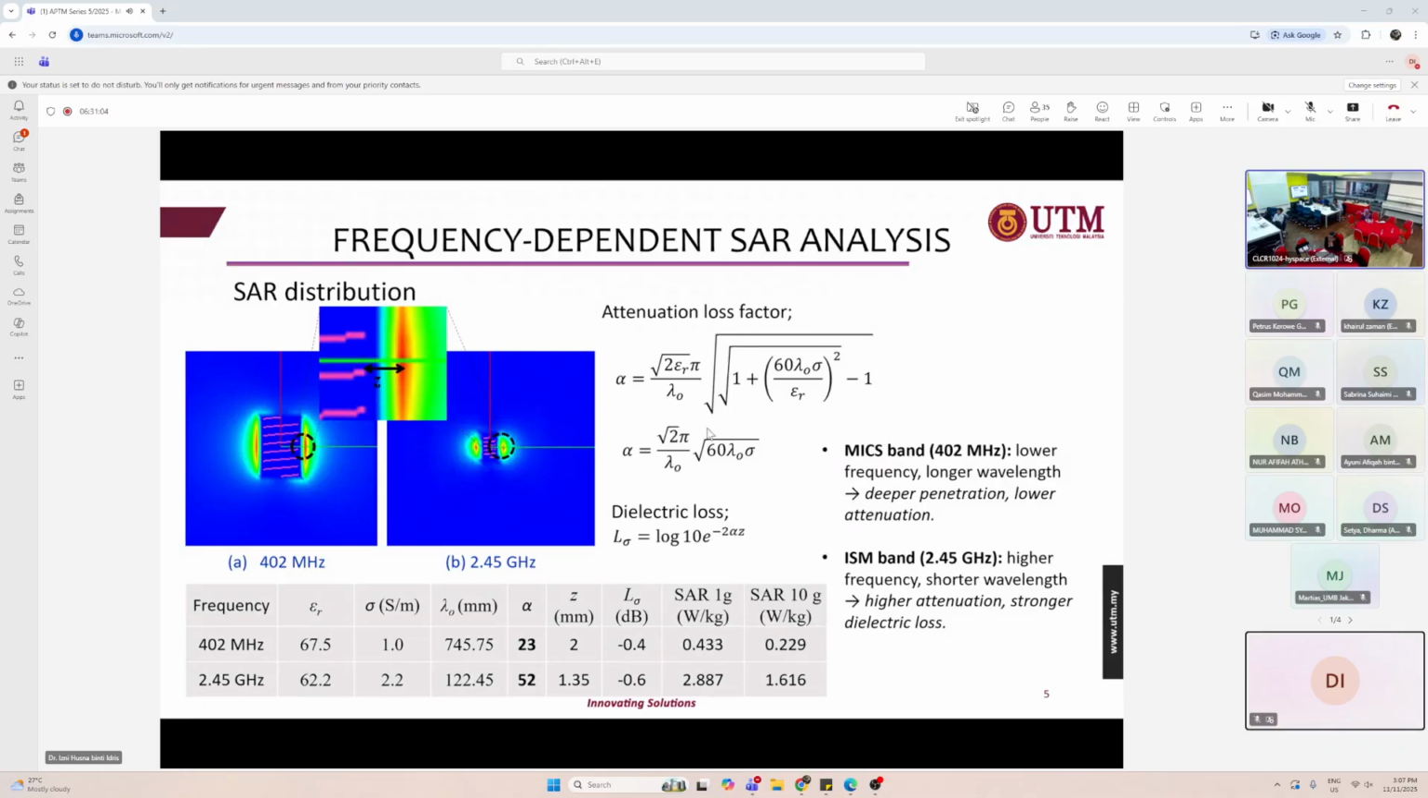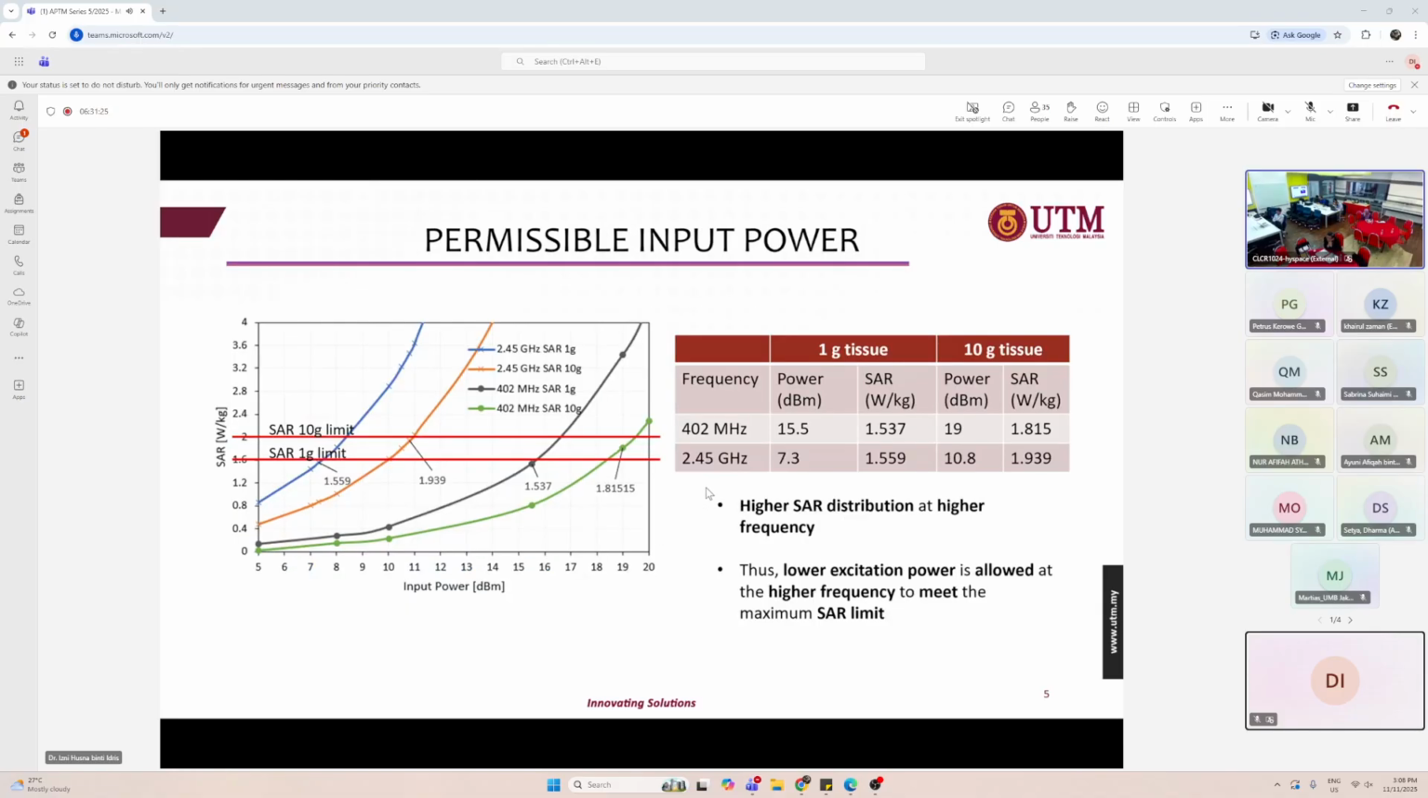We can see that at the lower frequency, the longer wavelength causes deeper penetration with lower attenuation. At the higher frequency, the attenuation is higher, which means stronger dielectric losses. This is the permissible input power. We can see higher SAR at the higher frequency, so lower excitation power is allowed for the SAR to meet the limit following the ICNIRP guidelines.